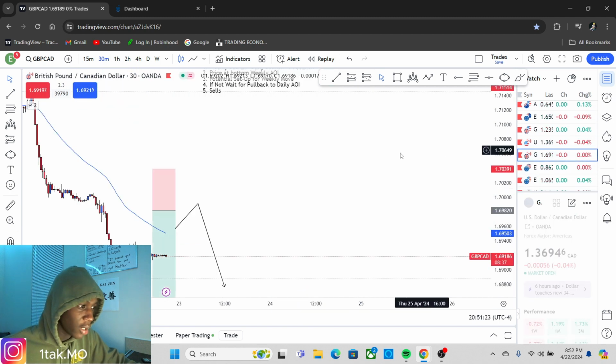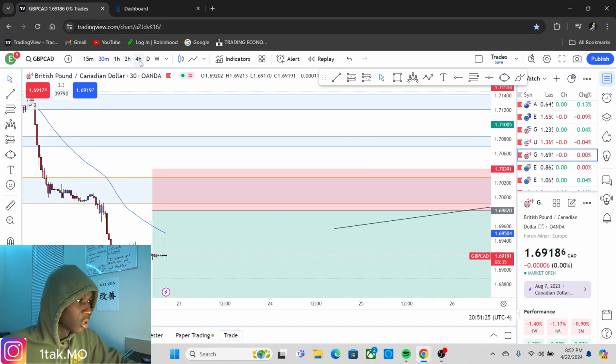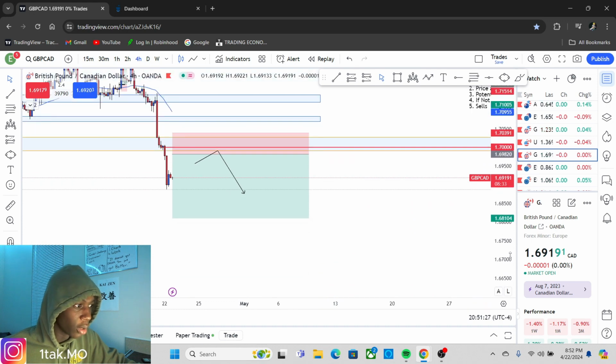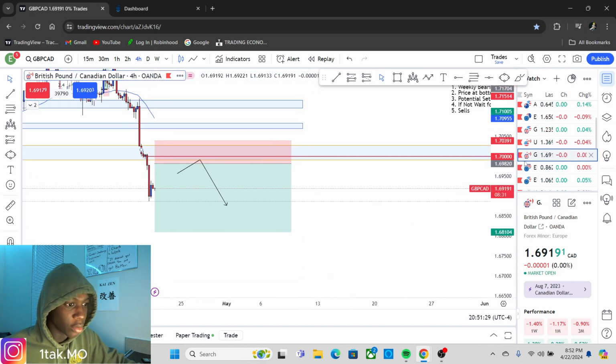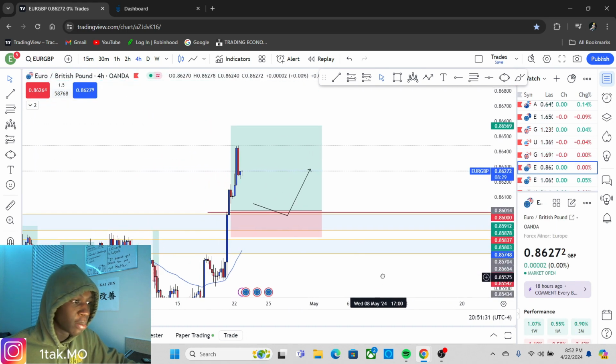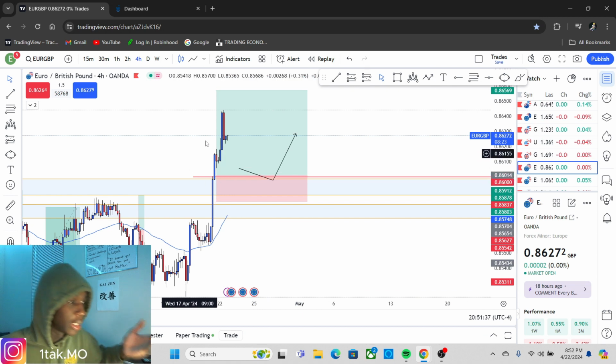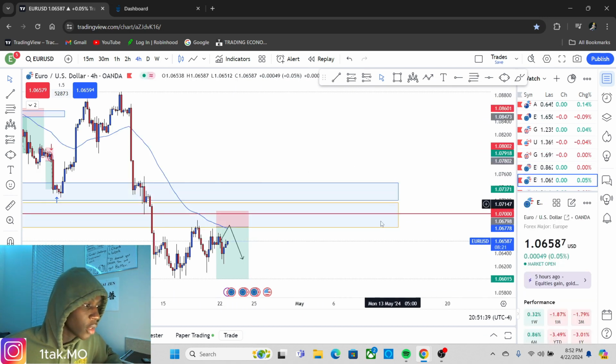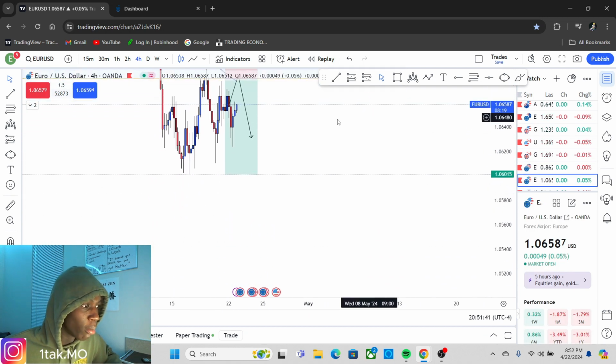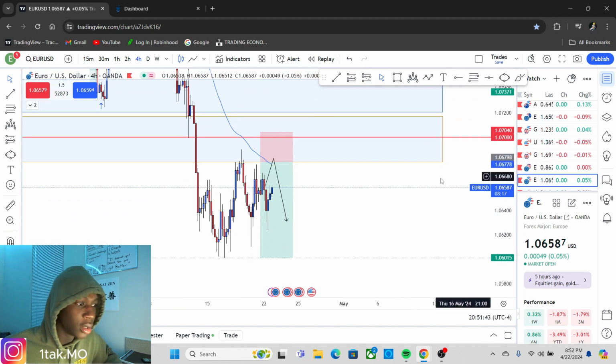Also, these pairs right here, let me show you. This one I'm still waiting for the pullback, but I'm not really watching. This is more of next week. This one literally played out. It didn't come back to the area of interest, so I didn't take this trade. It didn't give me the signals that I want, so I didn't take the trade. Euro USD, I'm literally waiting for it to pull back, but it's taking a while.